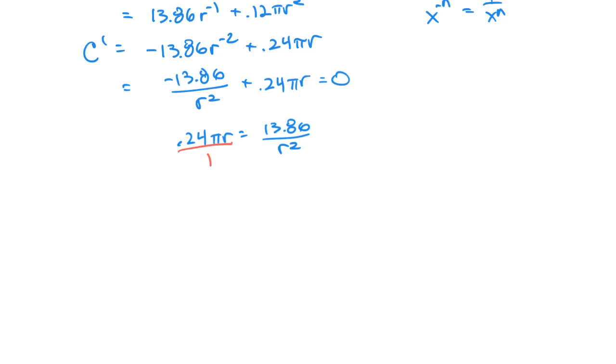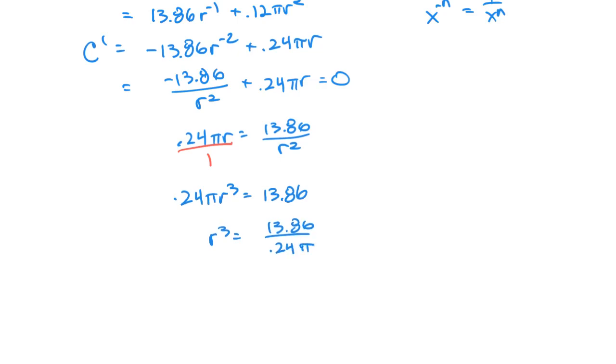So we end up getting 0.24 pi r cubed equals 13.86. So that means that r cubed is 13.86 divided by 0.24 pi.